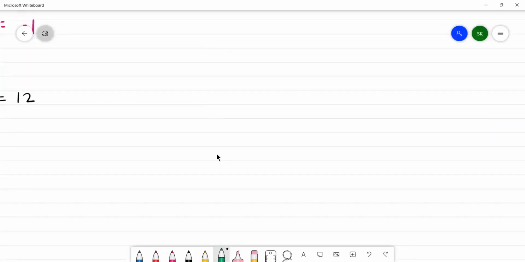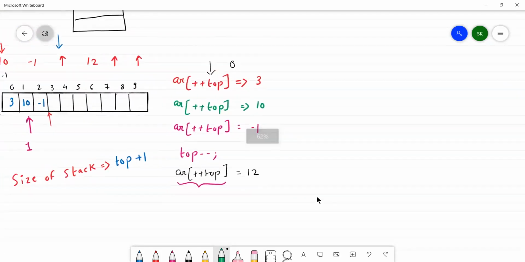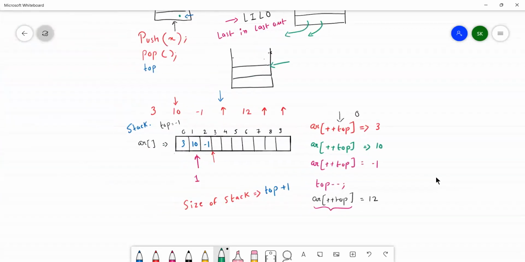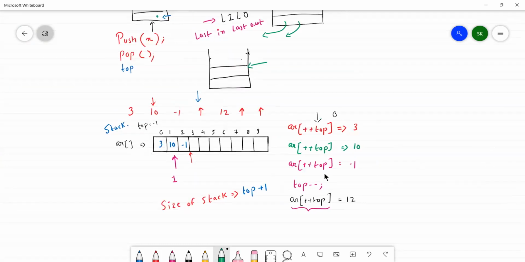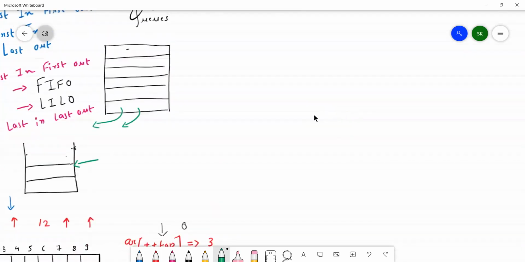Okay, so we did it for the stack. Does anyone know the naming for the queues, like the way we did it for the stacks? Ma'am, for the stack we have push, pop, top, size. What is it for the queues?